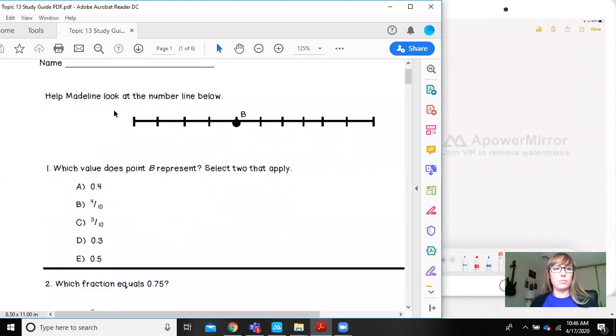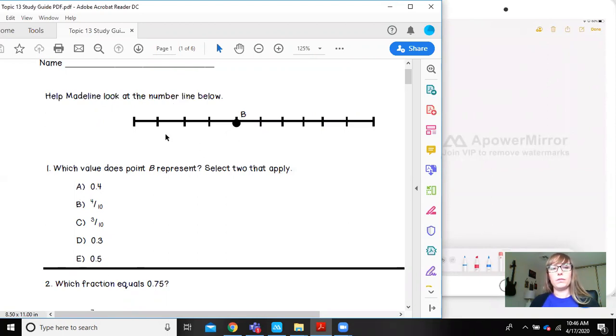Okay, so number one. We're going to help Madeline look at the number line below. We have a number line here, and I see that they've marked something with a B. So let's look at the question. Which value does point B represent? Select two that apply. So two of these answers we're going to circle.